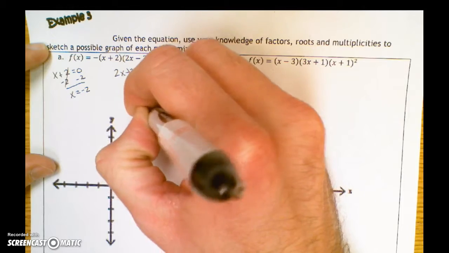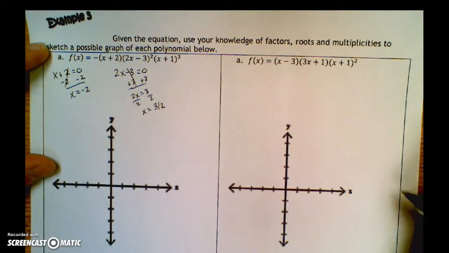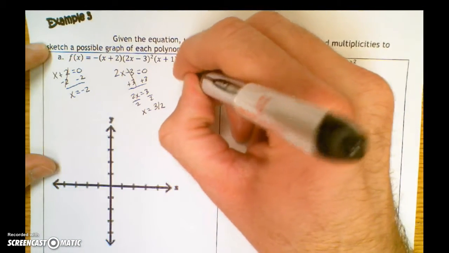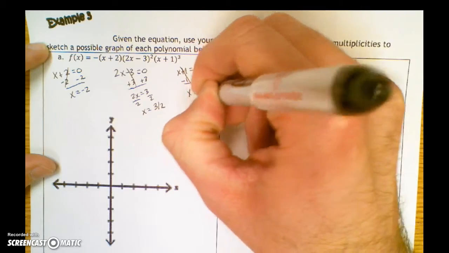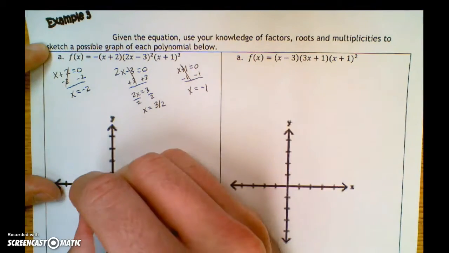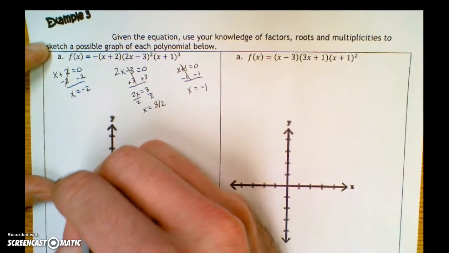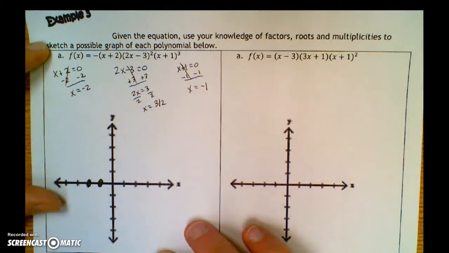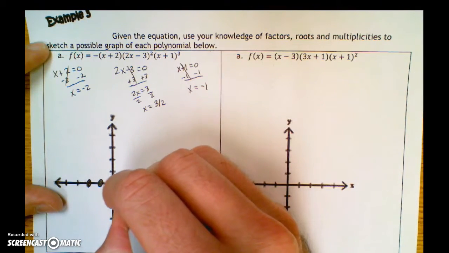Setting the other one equal to 0, I know one of my other intercepts is x equals 3/2. And the last one set equal to 0, x is equal to -1. So I'm going to put a dot at -1, a dot at -2, and one at 1.5, because 3/2 is 1.5. It's right in between 1 and 2.